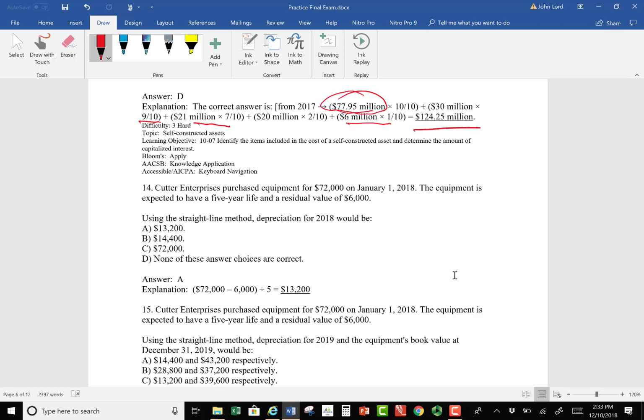Oh, by the way, before I forget, pretty much 10 questions from chapter 10, sorry, 10 questions from chapter 11, and 10 questions from chapter 12. So pretty much divided between the three chapters. Chapter 20 is not on the exam.